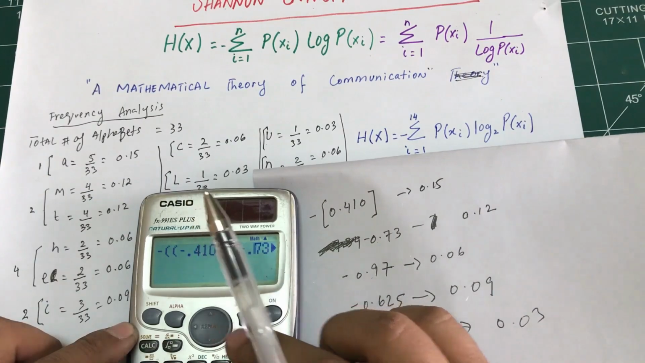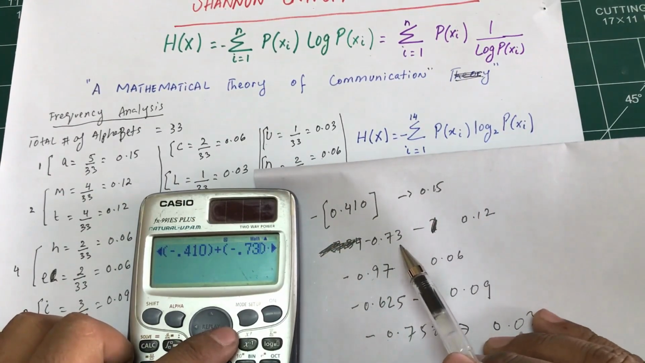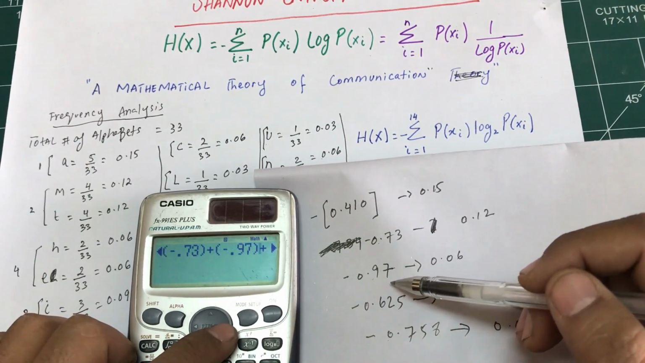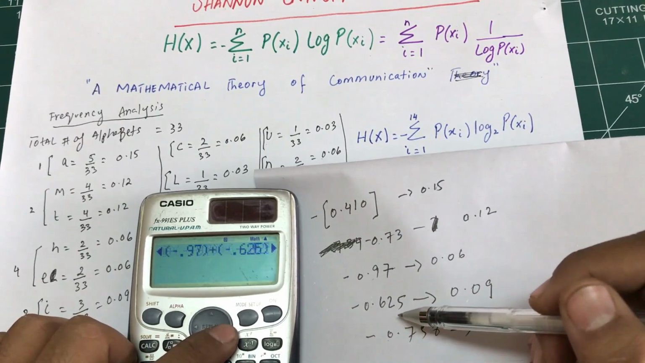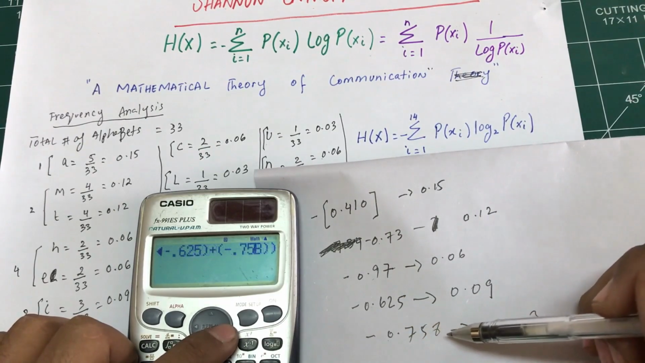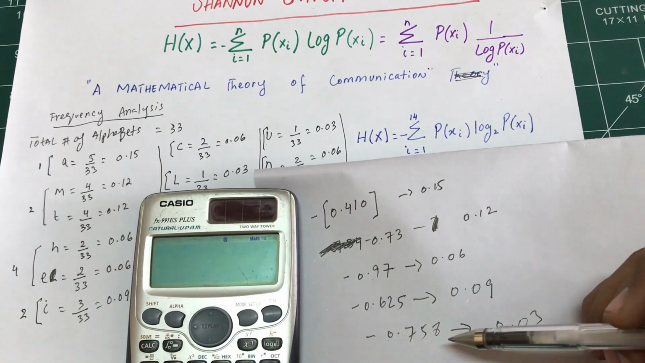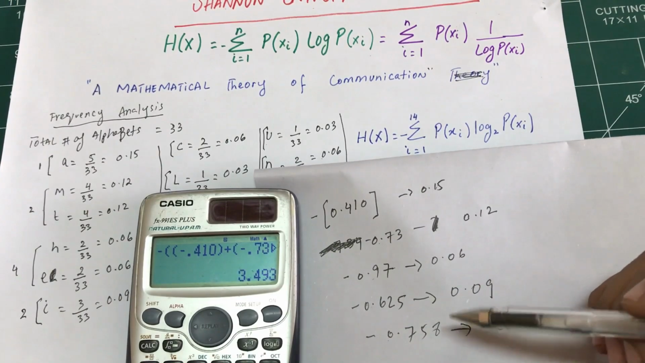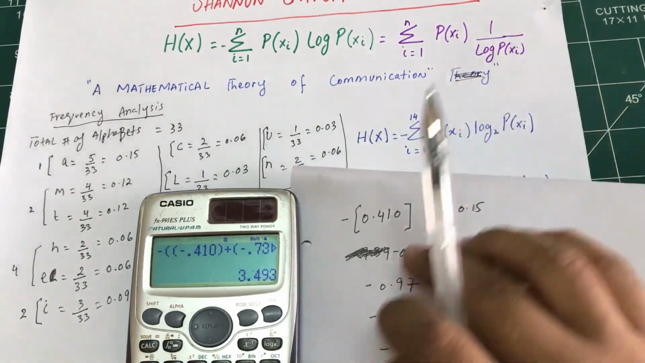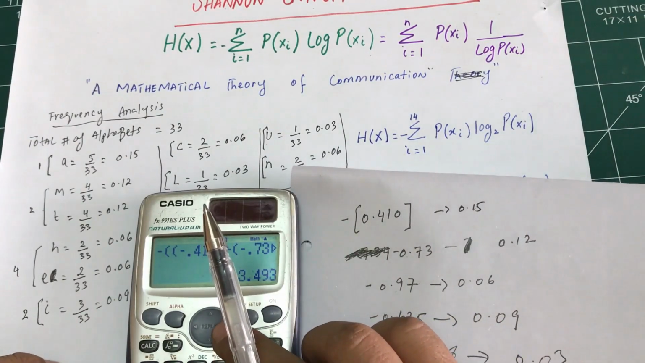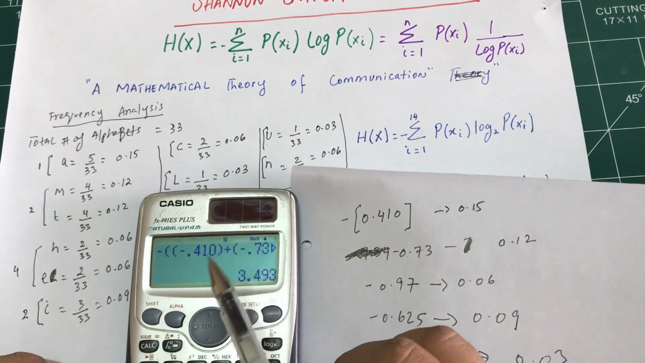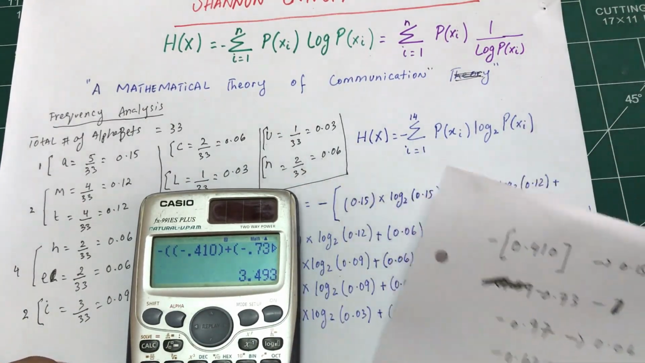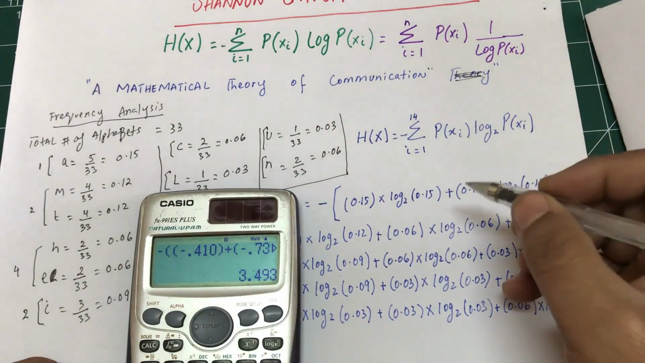So 4.10 plus negative 0.73, because I need to sum them, plus negative 0.97, minus 0.625, plus 0.758. Once I hit enter, I got my answer to be 3.493. I hope I'm doing everything right and didn't make any mistake, but if I did, just let me know in the comment section. So the answer that I got is 3.49.